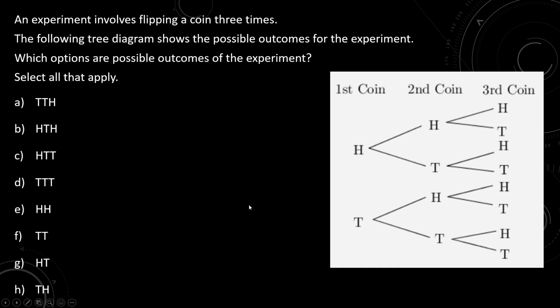Our next question says an experiment involves flipping a coin 3 times. We saw this tree diagram already. Which options are possible outcomes of the experiment? Okay, this one's kind of, I don't really know what they were going for here, but all of these that have only 2 options, all of those are wrong because I'm flipping 3 coins, which means I should have 3 different outcomes. So all of these that have 3 different letters, those are the ones that are correct. If they have 2 letters, they're missing a coin flip, so those ones are incorrect.